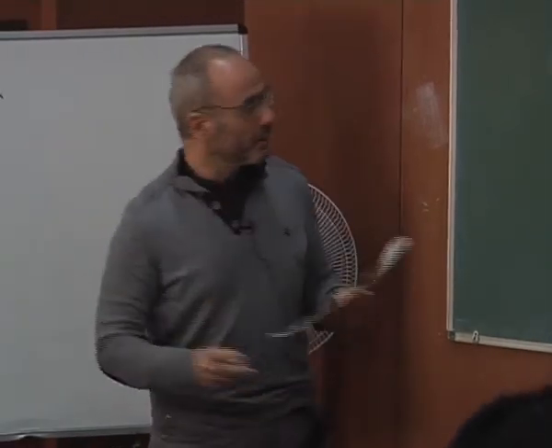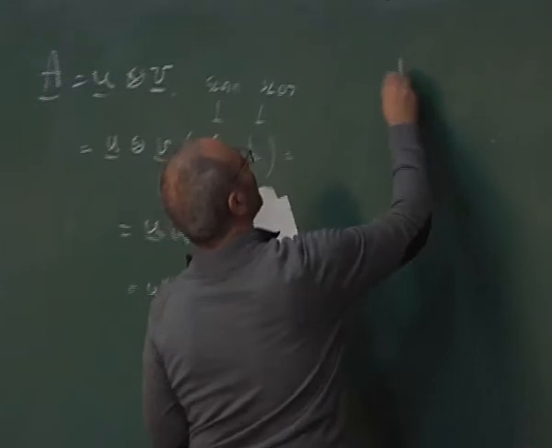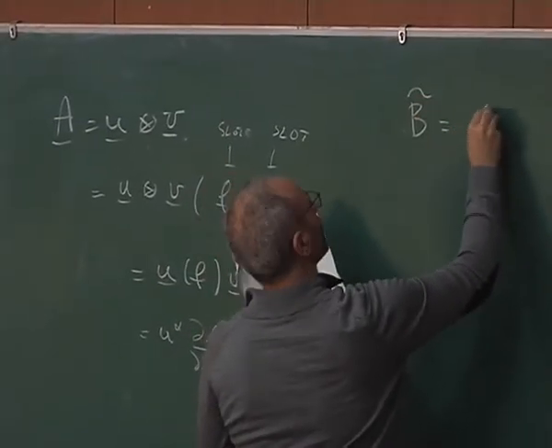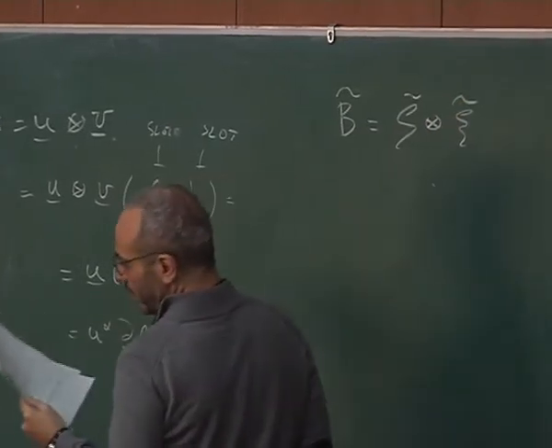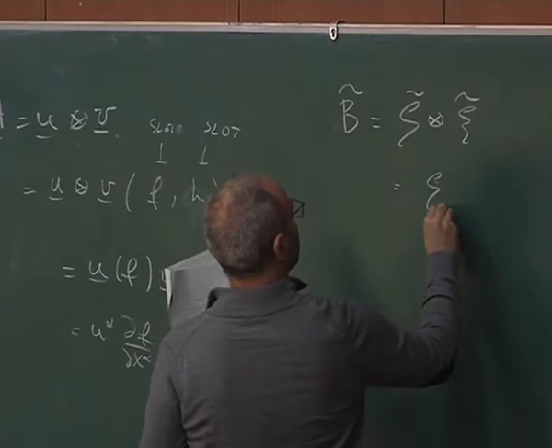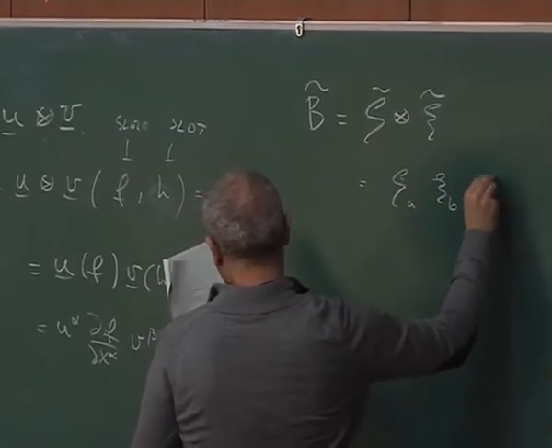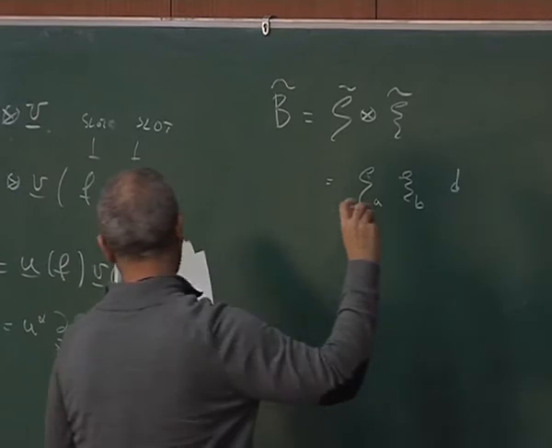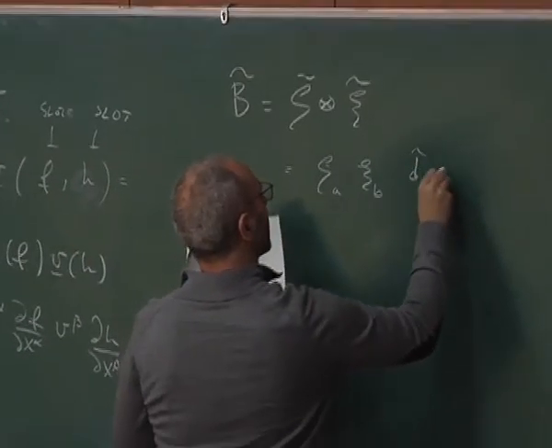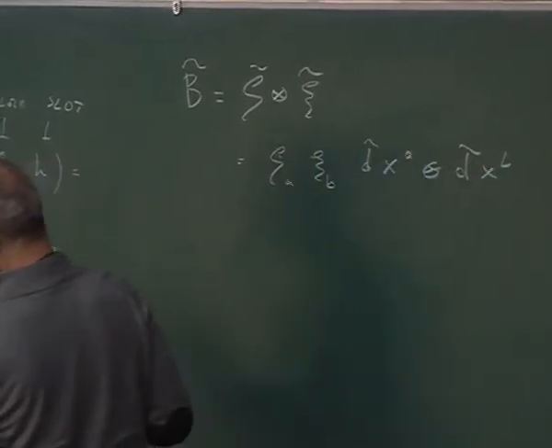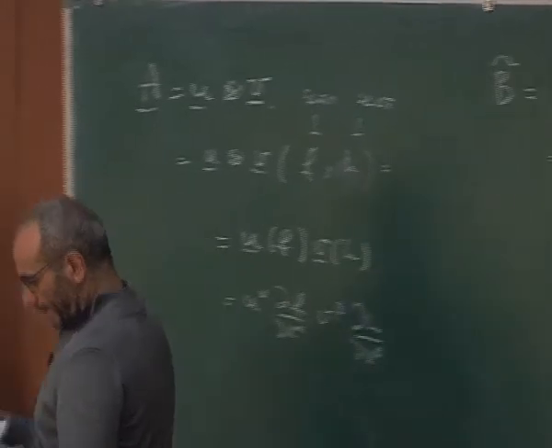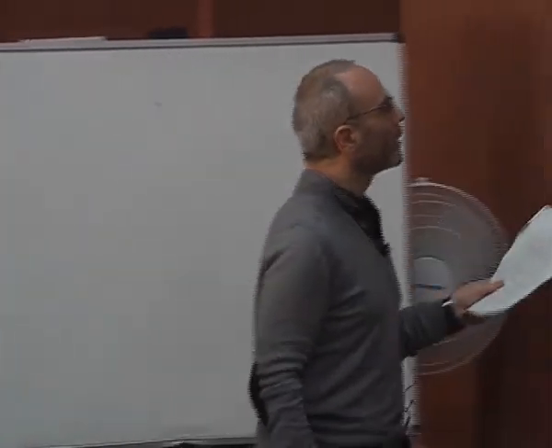Okay. Same thing we can do for one forms. One can, for example, introduce a tensor in this way, and this is defined as dx^a ⊗ dx^b.